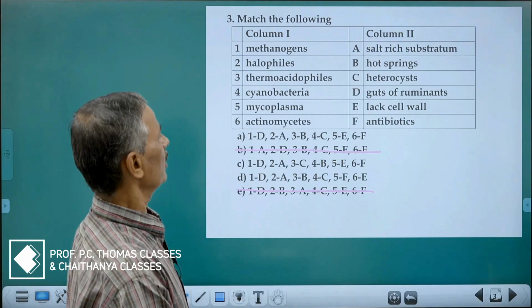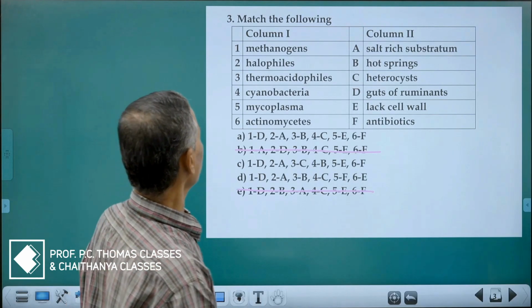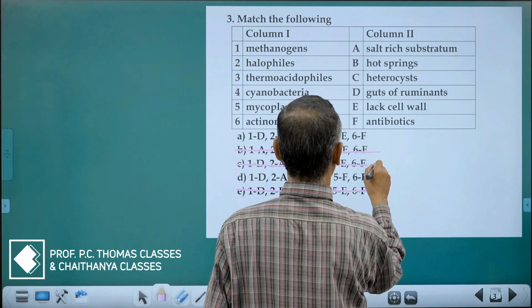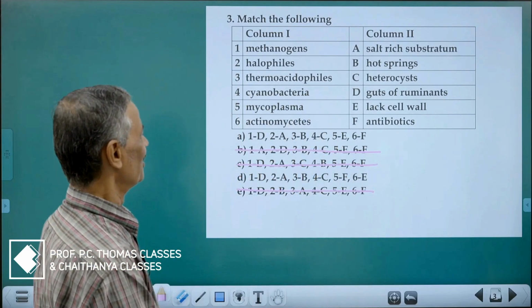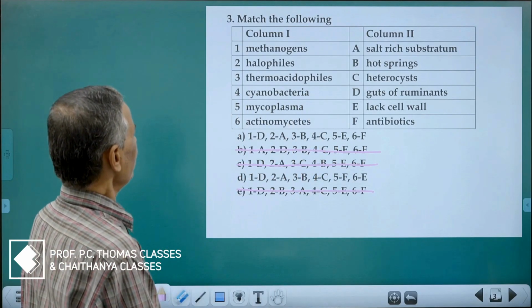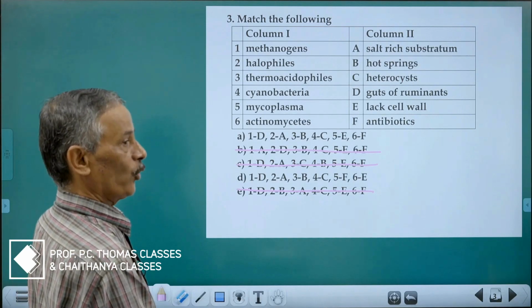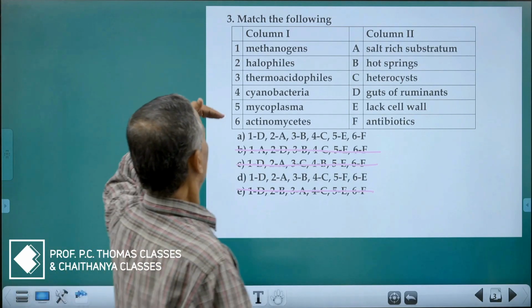Thermoacidophiles, which are living in hot springs. So 3 should be B. You eliminated this one also. So the competition is between only A and D. We are narrowing the options.